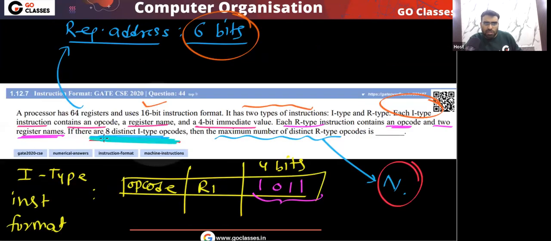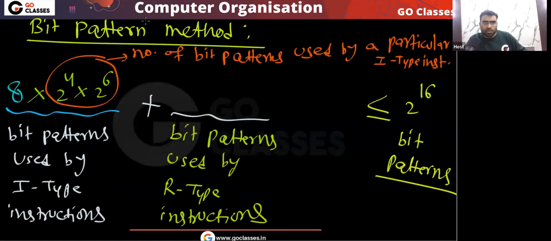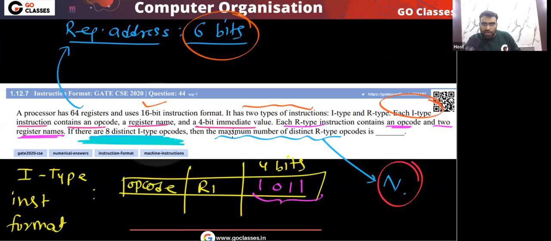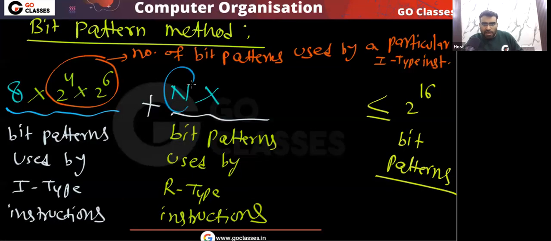How many we have? You can see 8 distinct I type opcodes are there. So 8. Okay, multiplied by how many bit patterns will be used by R type instructions? We are assuming these many R type instructions you have, because we are assuming the maximum number of distinct R type opcodes. So I'm assuming n. So total these many R type instructions you have.